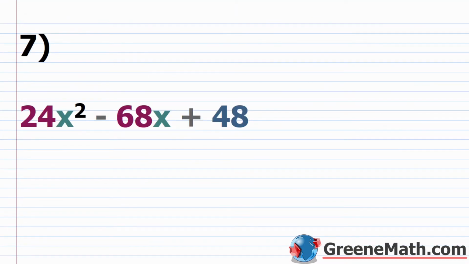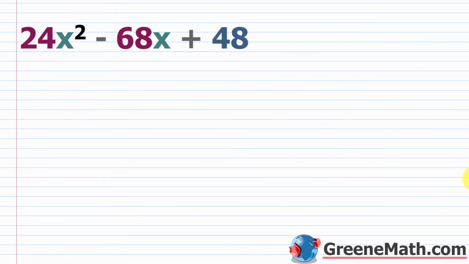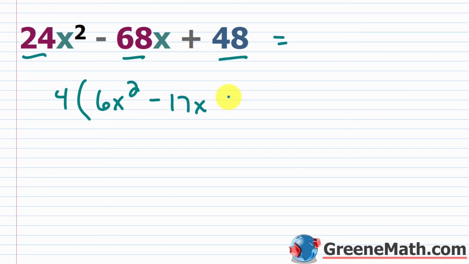All right, let's take a look at problem number 7. So we have 24x squared minus 68x plus 48. Can I pull out anything before I start? Yes. 24, 68, and 48, they're all divisible by 4. Let's go ahead and pull that out. Inside, you're going to have 6x squared minus 17x plus 12. All I did was divide each term here by 4 to get these terms inside the parentheses.